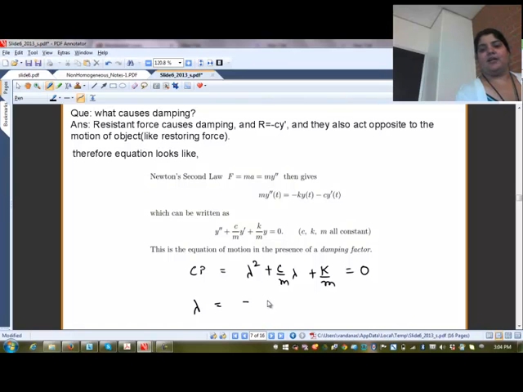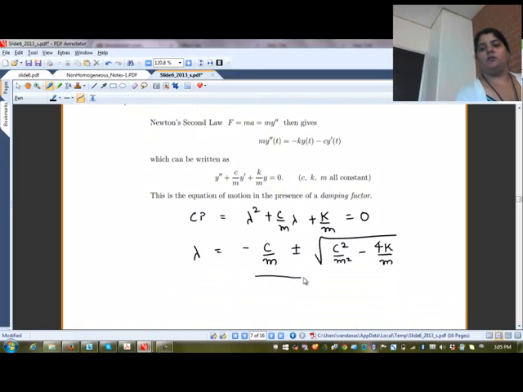Lambda is, let's apply the quadratic formula here: minus b plus or minus square root of b squared minus 4ac, over 2a, and a is 1 here. So let's simplify this a little bit: minus c plus or minus, if I multiply m inside, I will multiply m in the bottom, so I can pull this m out, square root of c squared minus 4km, divided by 2m.